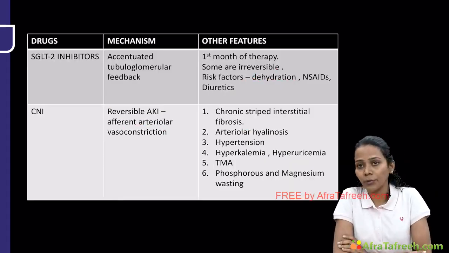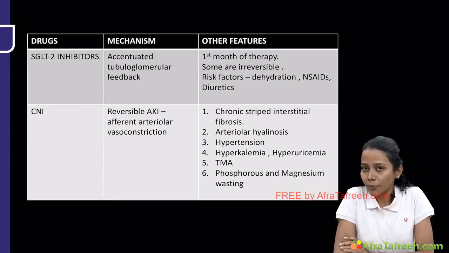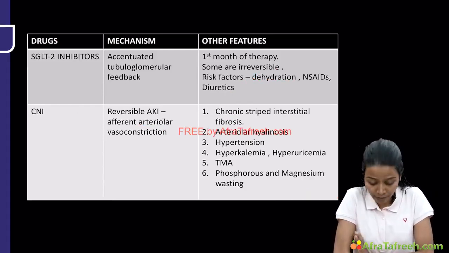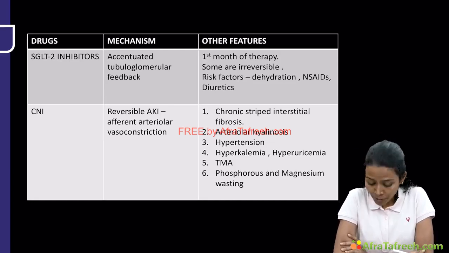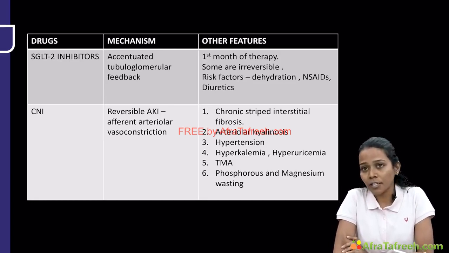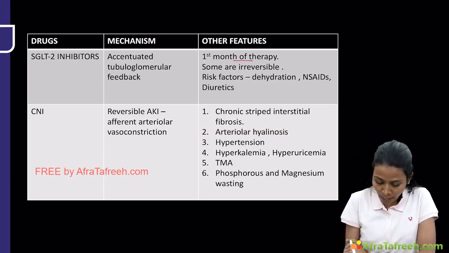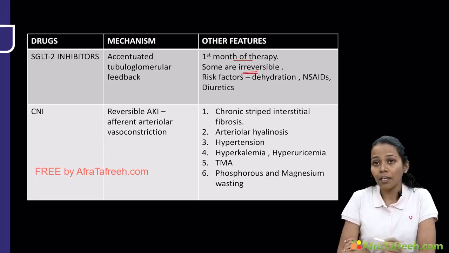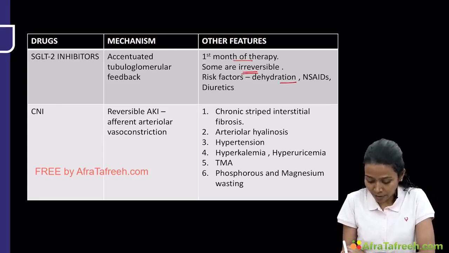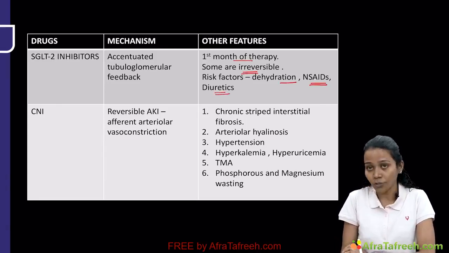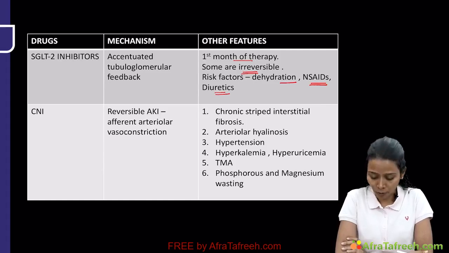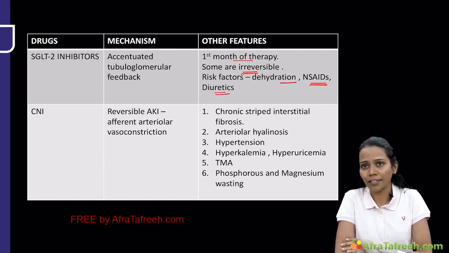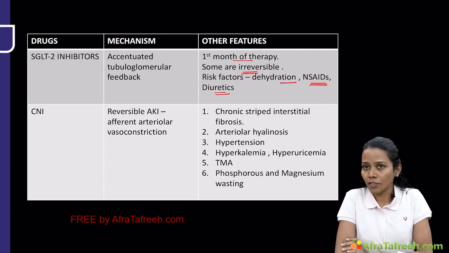Now, coming to SGLT2 inhibitors. The mechanism is accentuated tubuloglomerular feedback. I have discussed this in detail in the chapter on diabetes, so I'm not going into detail here. The other features are that it generally occurs within the first month of therapy, and some AKIs can be irreversible. The risk factors are dehydration, any use of NSAIDs, and use of diuretics along with SGLT2 inhibitors. Okay, so whenever we start, we make sure the patient is hydrated well, is not on any NSAIDs, and is not taking any diuretic.